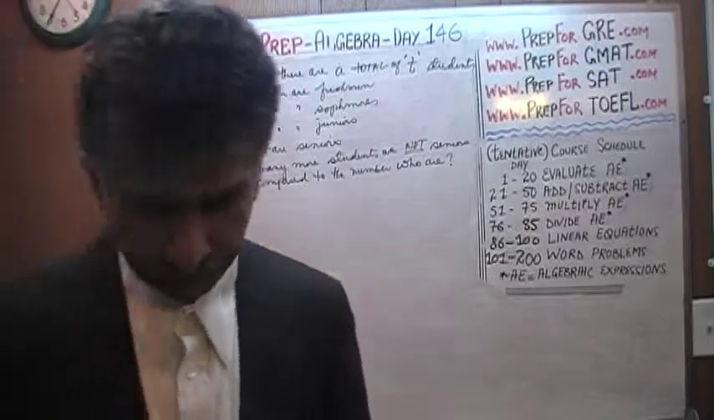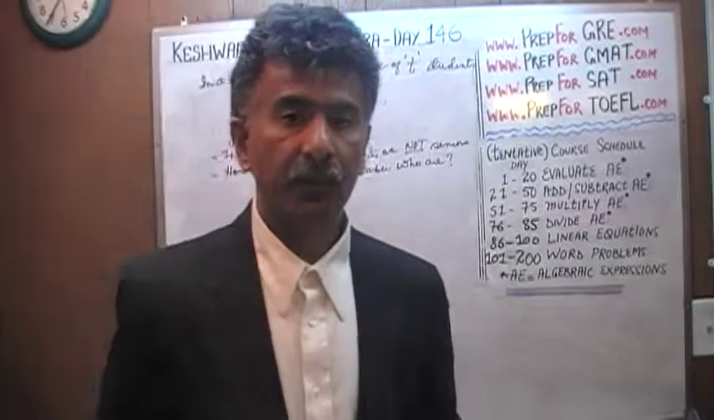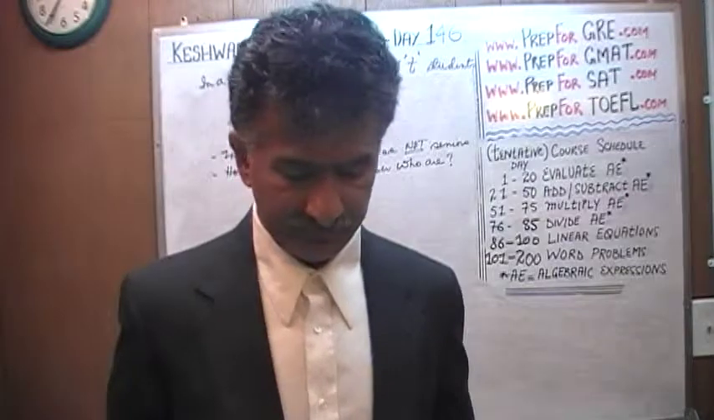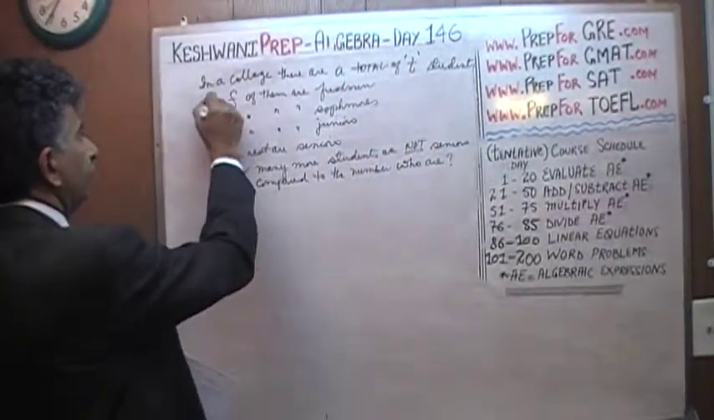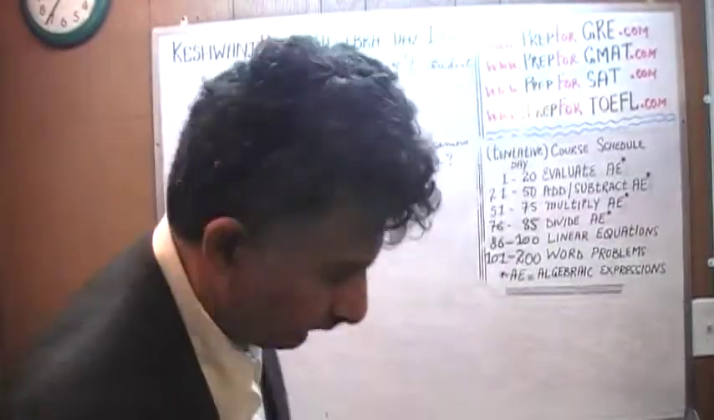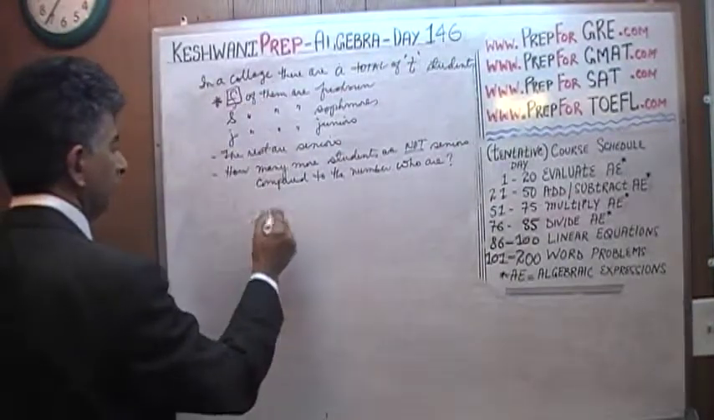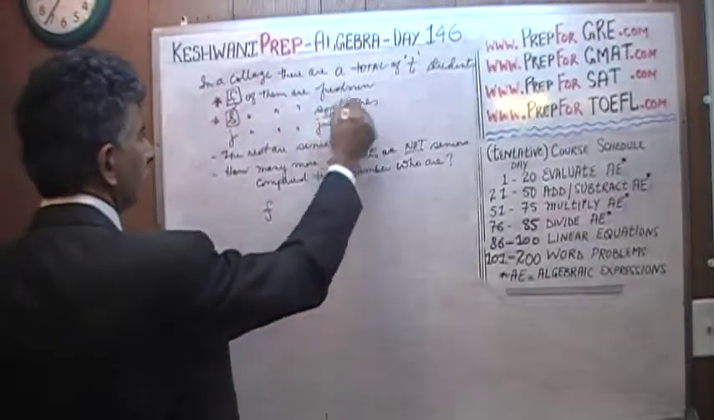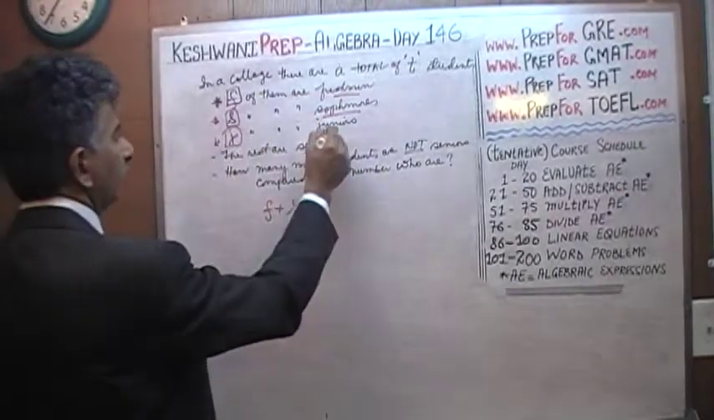Very first thing we need to figure out is, in order to figure out how many students are seniors, we have to first figure out how many of them are not seniors. And that's very straightforward. We are told that F of them are freshmen. We are told that S of them are sophomores. And we are told that J of them are juniors.